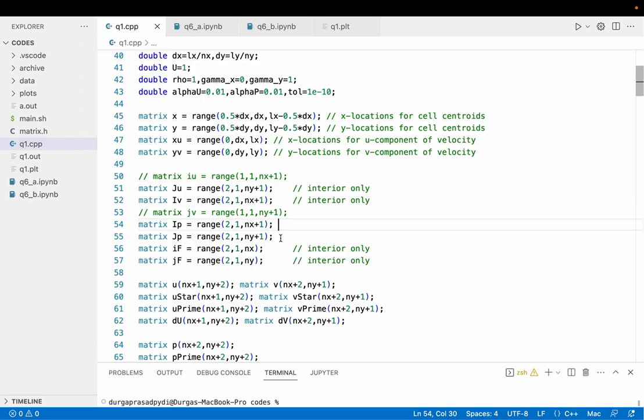IP and JP are for all other cells, your interior cells. IF and JF are the ones we have been discussing. When you have interior cells, U varies from 1 to nx plus 1. Out of this 1 to nx plus 1, the first and the last one are reserved for the west and the east boundaries respectively. So my interior cells will only be from 2 to nx.